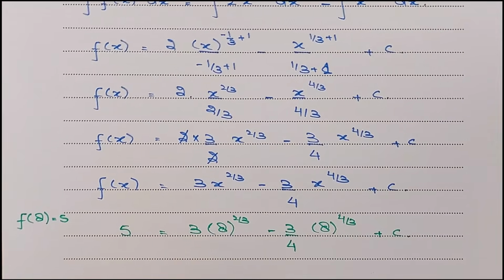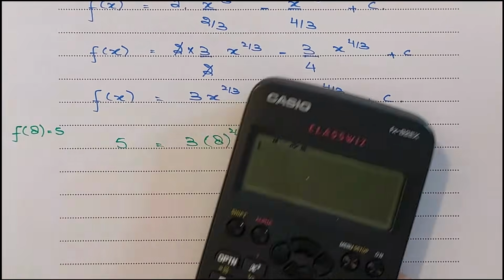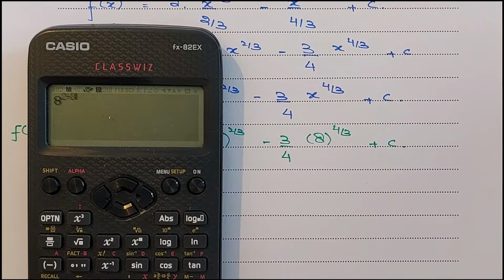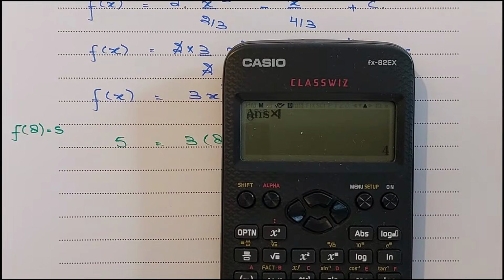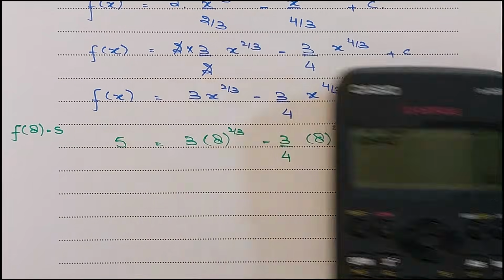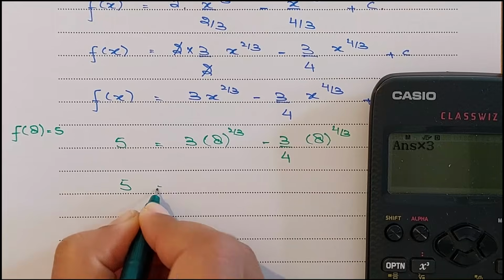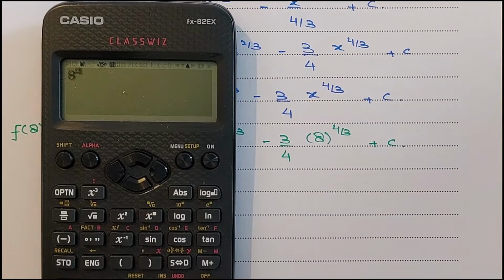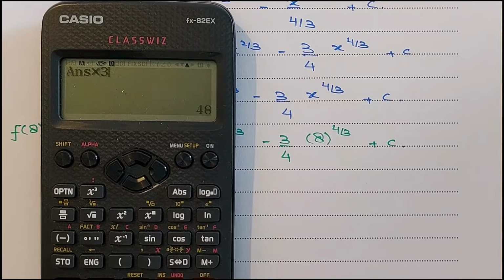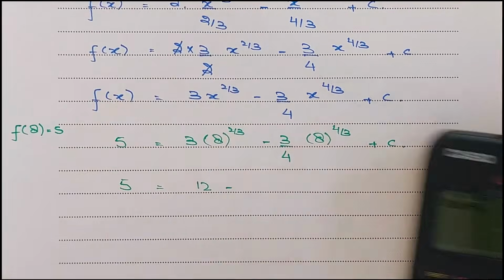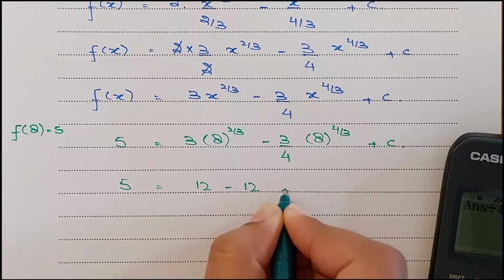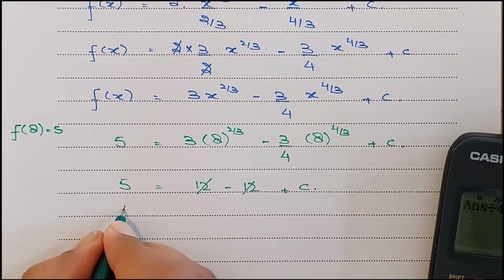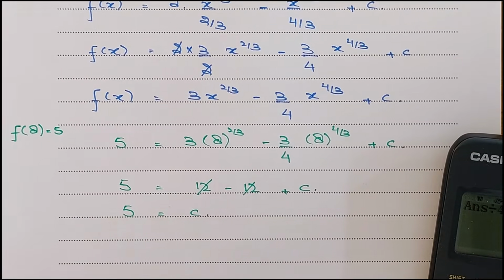Let me simplify 8 power 2 by 3 first. 8 exponent 2 by 3 is 4, and 4 times 3 is 12. So 5 equals 12 minus, and what is 8 power 4 by 3 times 3 divided by 4? It is 12, so negative 12 plus c. So positive 12 and negative 12 is just 0, and 5 is the value for c.